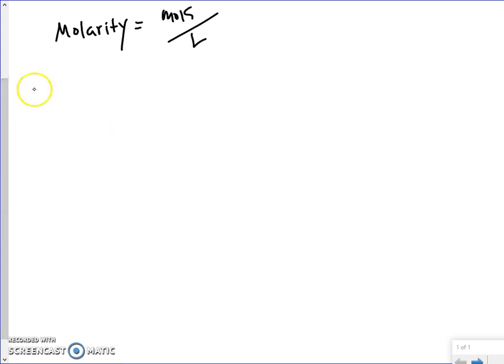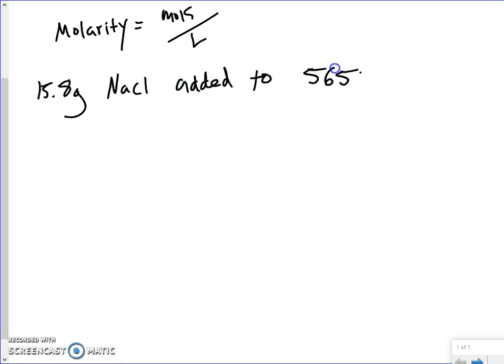Let's say I have 15.8 grams of, let's say, sodium chloride, and I'm adding this to 565 milliliters of water. So basically, I'm going back to my stock room, I'm grabbing my sodium chloride out, I'm massing 15.8 grams of sodium chloride, and then I'm dissolving it in 565 milliliters of water.